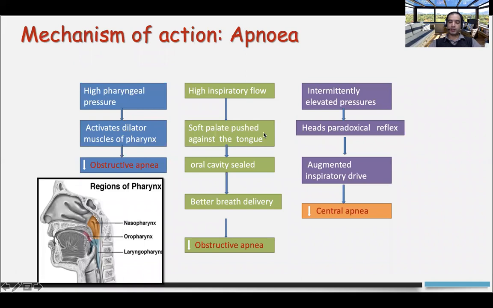One of the common reasons for CPAP failure is apnea, and NIPPV, by generating higher pressures compared to CPAP, dilates the muscles of the pharynx and thus relieves obstructive apnea. It is also postulated that because of the high flows, the soft palate is pushed against the tongue, leading to the sealing of the oral cavity, and this in turn again leads to decreased obstructive apnea. Head's paradoxical reflex, as we have already discussed, leads to augmented inspiratory drive and thus is also beneficial in central apnea.